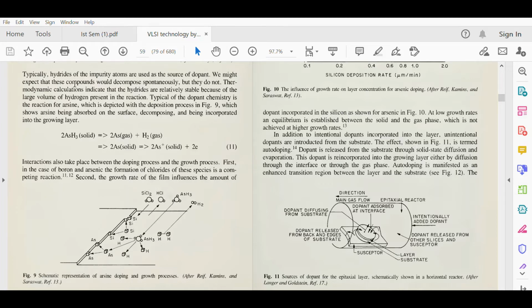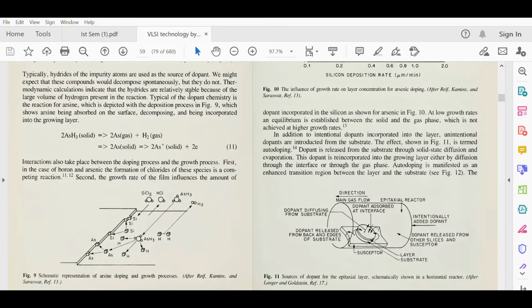Typically, hydrides of the impurity atoms are used as the source of the dopant. We might expect that these compounds would decompose spontaneously, but they do not. Thermodynamic calculations indicate that the hydrides are relatively stable because of the large volume of hydrogen present in the reaction. So hydrides are stable and they do not decompose spontaneously. This is the important takeaway of this discussion. And why are they stable? Because of the hydrogen present over there.